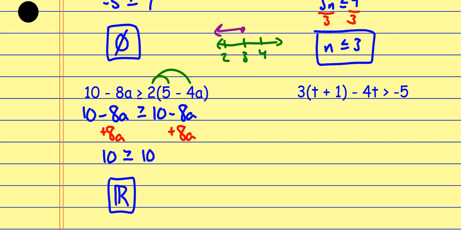Okay? If I look at the next one, simplify and then solve, just like we do with equations. I'm going to simplify with my distributive property. 3t plus 3. And now if you look, those t's are on the same side of the equation, so I can go ahead and combine them. 3t and the minus 4t is a negative 1t.